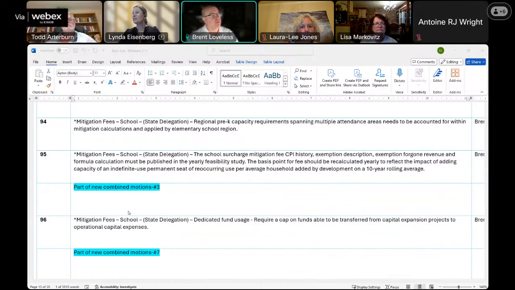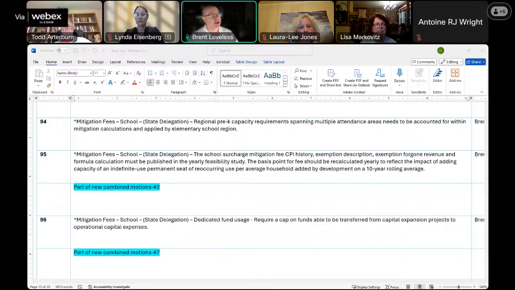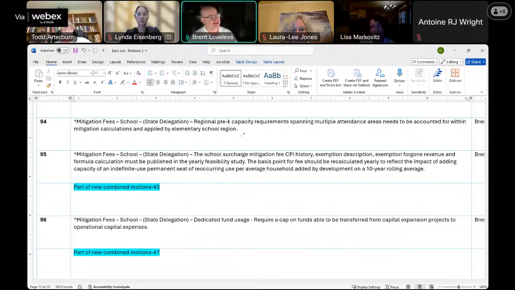Mitigation fees. I make a motion that regional pre-K capacity requirements spanning multiple attendance areas need to be accounted for within mitigation calculations and applied by elementary school region. Short version is, don't cut out the kids when calculating what the expenses are to mitigate for growth in the Howard County school system. They would represent 1/14th, 15th, 16th of the mitigation capacity. So Jen has her hand up.